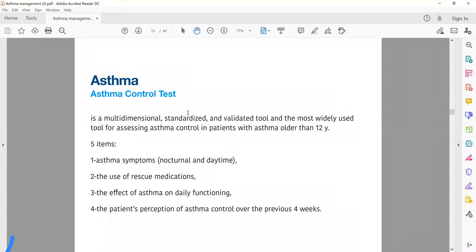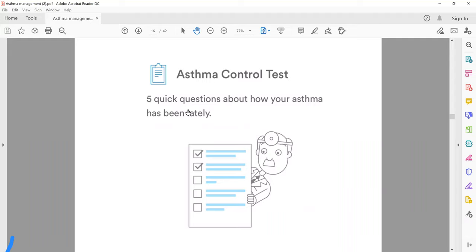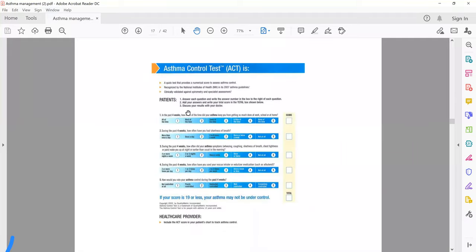By addressing the use of rescue medication here, it's not an indication that the patient is really using his medication as prescribed. It's a sign of danger, and we'll discuss it later. Then the effect of asthma on daily functioning, and the patient perception, which is 2 parts. So it will be 5 quick questions.